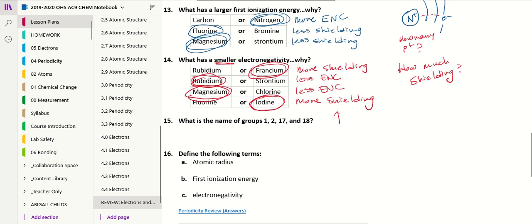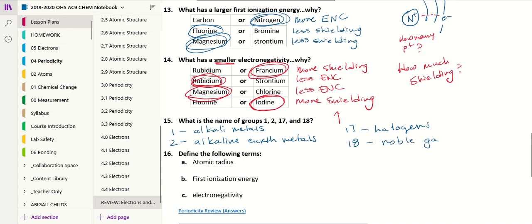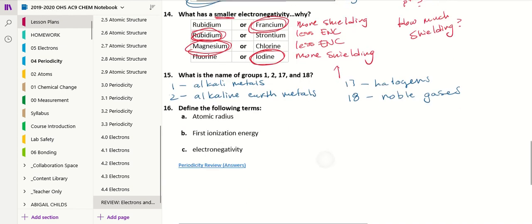Name a group 1. Group 1 is called the alkali metals. Group 2, what is that called? Alkaline earth metals. What's group 17? Halogens. What's group 18? Noble gases. These are all from the activity we did on ptable.com where you guys were looking up all the information about the periodic table. We did that early on.